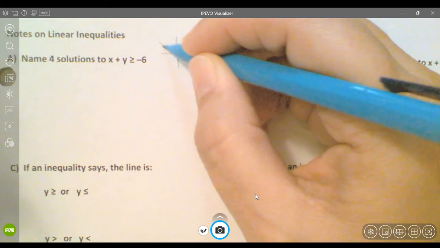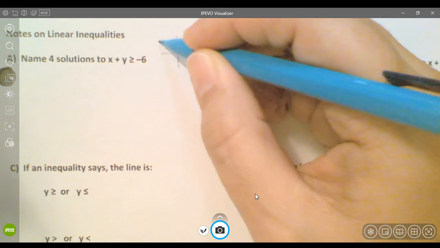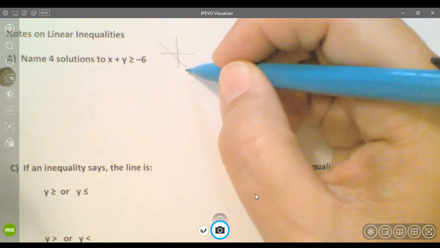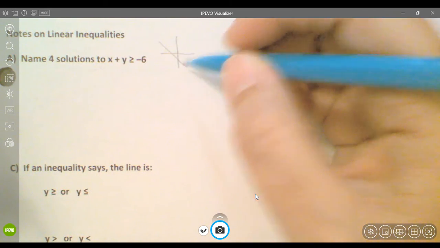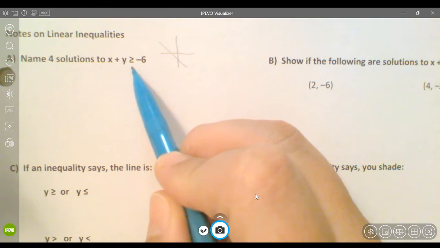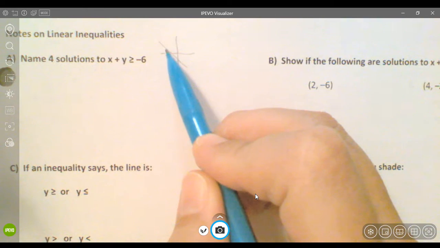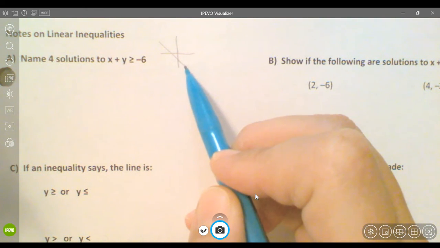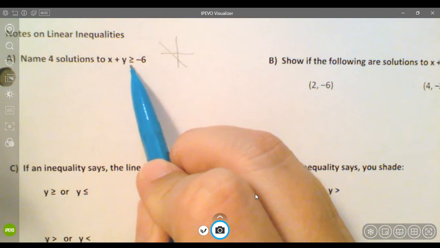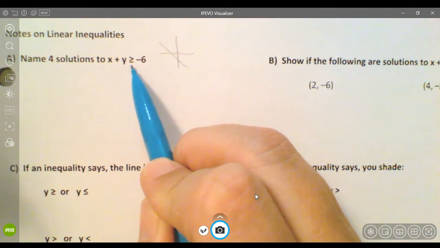here. And every point that was on this line made the equation true. So if this were just x plus y equals -6, all the points on this line would add to -6. I apologize. But here's what's happening now. Now I want to know what's greater than or equal to.